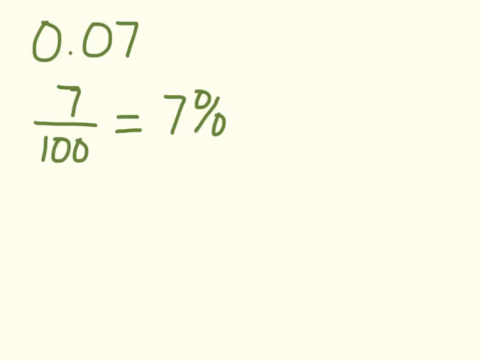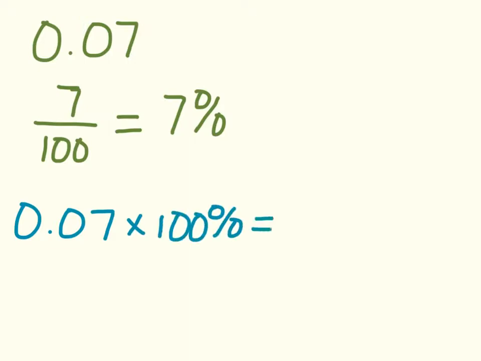Method 2 works like this: 0.07 times 100% equals 7%. This works because when we multiply 0.07 by 100, we move our decimal place 2 places to the right, making this a 7. 2 places for the 2 zeros, giving us 7% as our final answer.